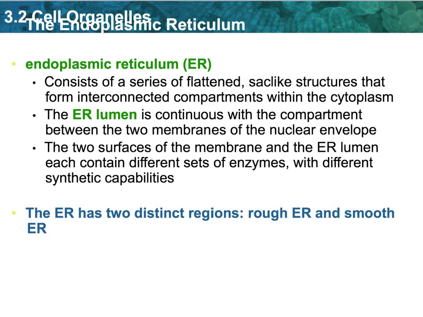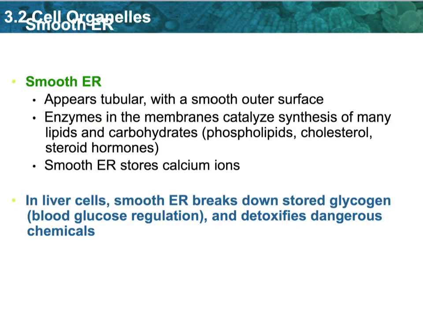The ER, the endoplasmic reticulum, is a bunch of flat sac-like structures that form compartments. On the inside, the ER lumen is called the inside, and that's between the two membranes of the nuclear envelope. The two surfaces of the ER have different enzymes in them, and they have different jobs. There's two different types: the rough ER and the smooth ER. The smooth ER looks more tubular. You saw that picture with a smoother outside surface, which is why it's called smooth.